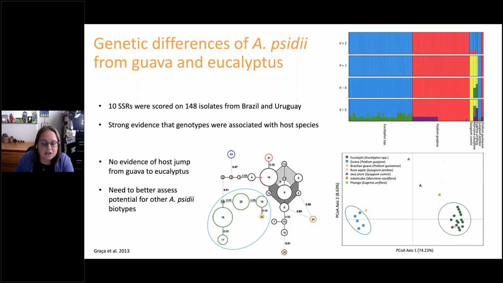What we see here is that there are actually quite a few different eucalyptus genotypes, and they're genetically really distinct from guava, right? So there was evidence here that there are separations, but there was no evidence for a host jump, indicating that this was potentially something that was introduced into Brazil. But there was a need to assess whether or not there are different biotypes within Austropuccinia psidii with a larger global population.